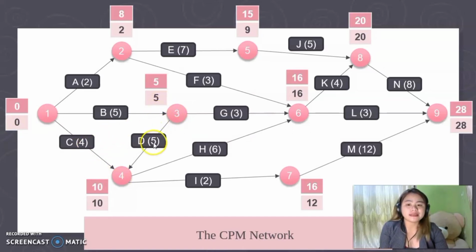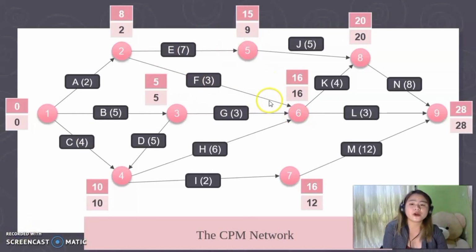5 plus 5 is equal to 10. So therefore, we're going to choose 10 because 10 is the maximum value. Move to node number 5. So the earliest start time here is 2 plus 7 is equal to 9. So now move to node number 6.